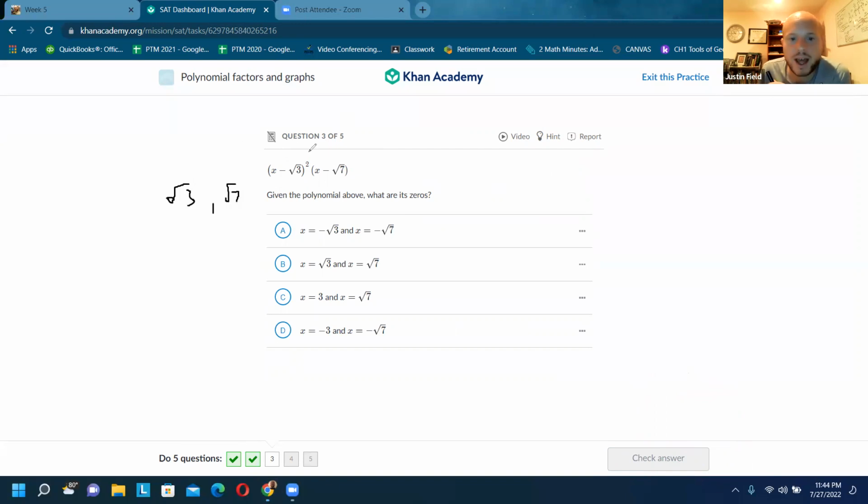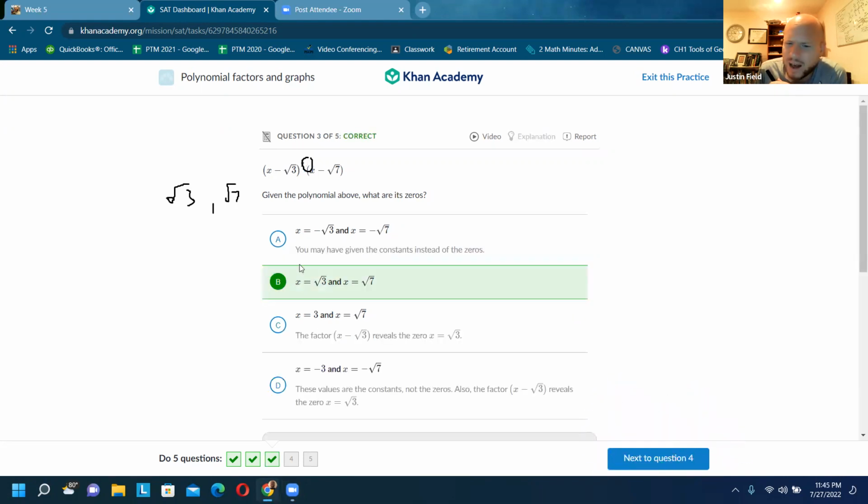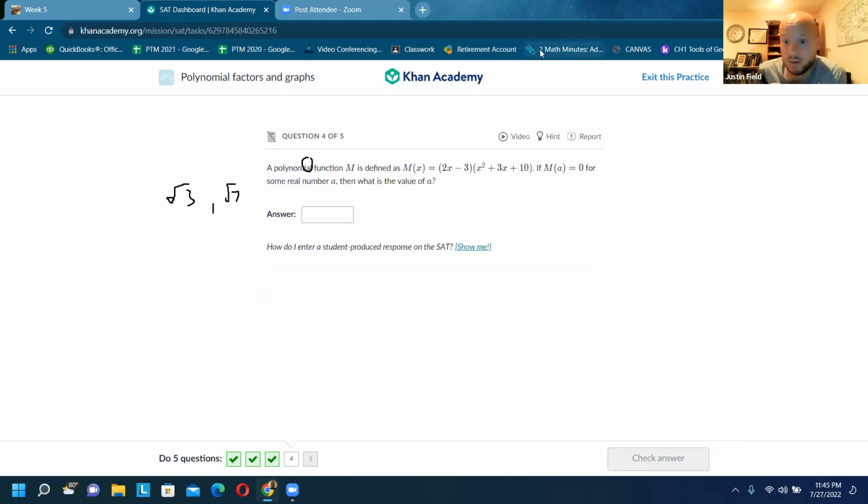That's it. That squared on the outside just means that the multiplicity of that 0 is 2, which just affects the way that it intersects the 0. But it's still the 0. And you can put that in the organizer if you have a question. I bet someone is going to accidentally pick C, but not you.